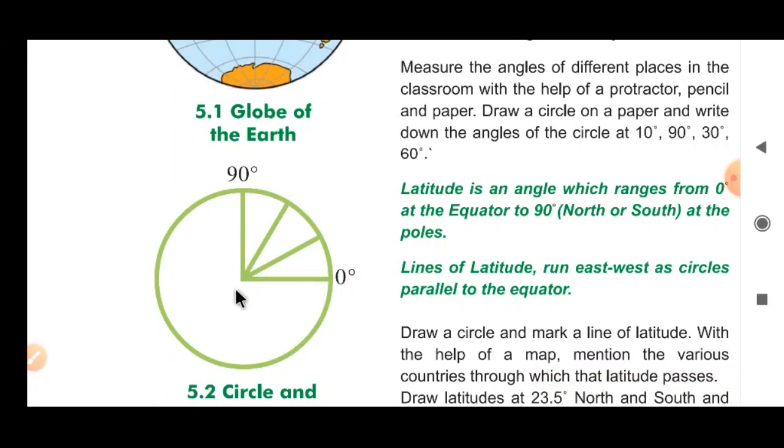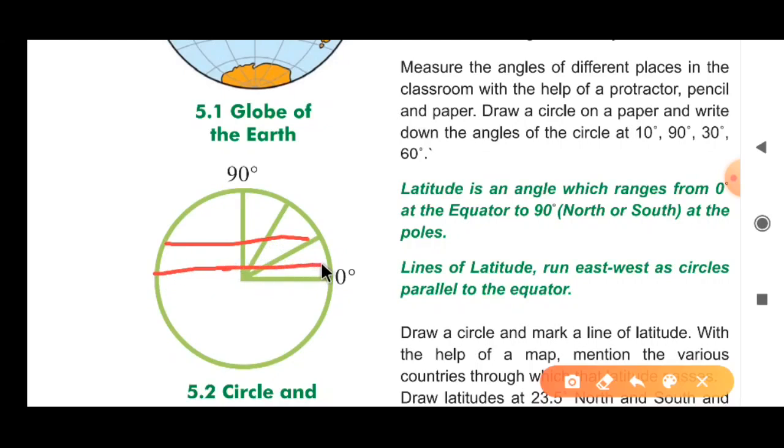So latitude is an angle which ranges from 0 degree, here is 0 degree at the equator, to 90 degree north or 90 degree south. Here we can see it is going to the north side and it may also go to the south side. So 0 degree to 90 degree north or south at the poles. Lines of latitude run east to west, circles parallel to the equator. So lines of latitude means sleeping lines. Lines of latitude we can also draw parallel to the equator, parallel means going in the same line.